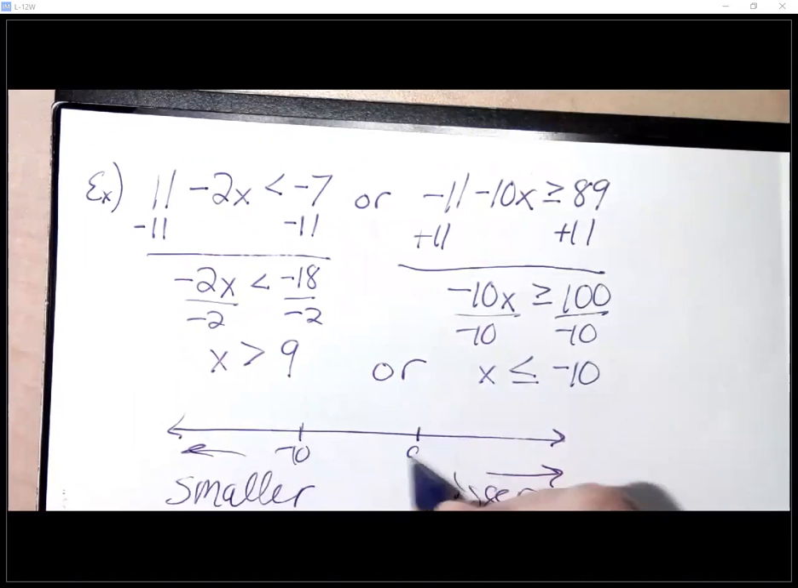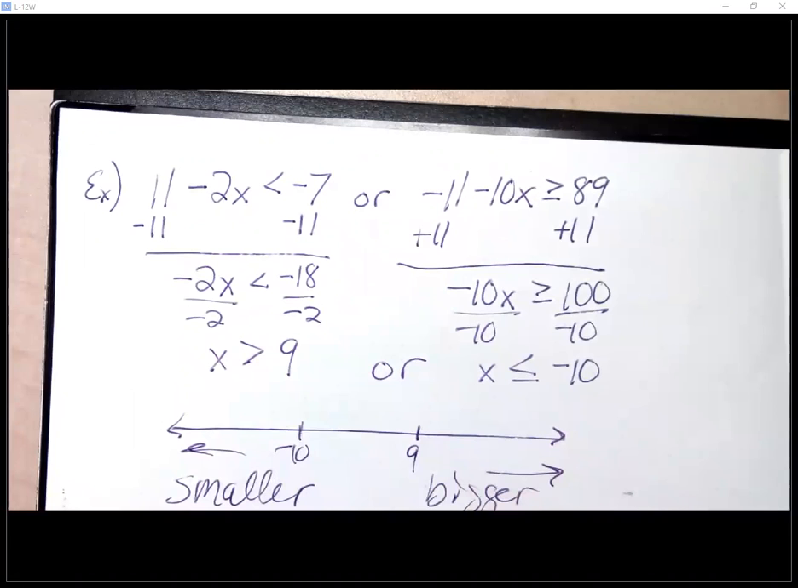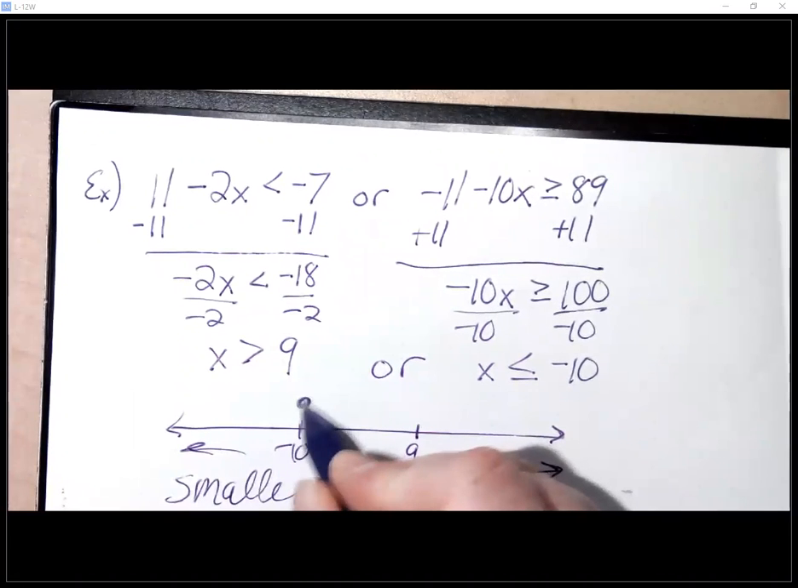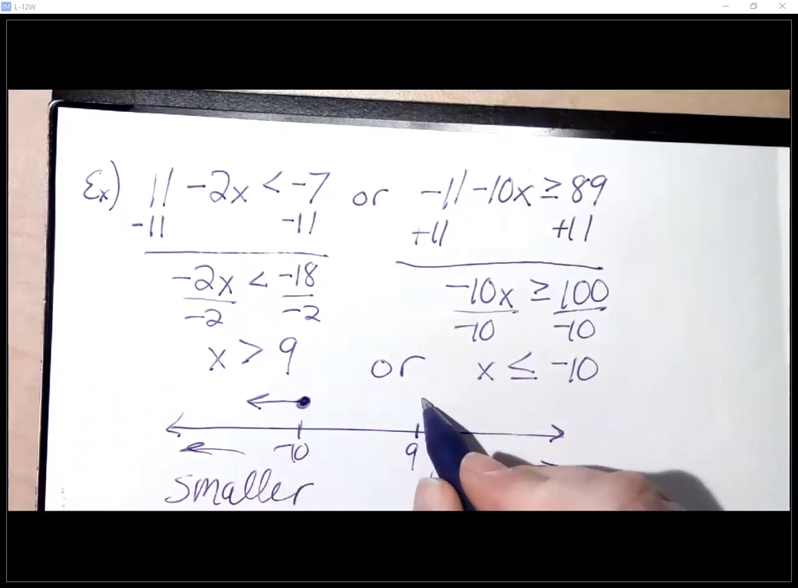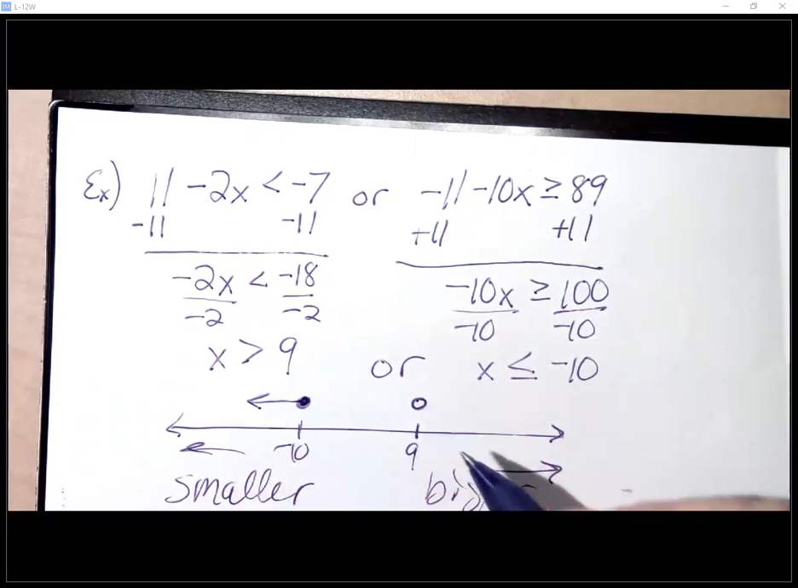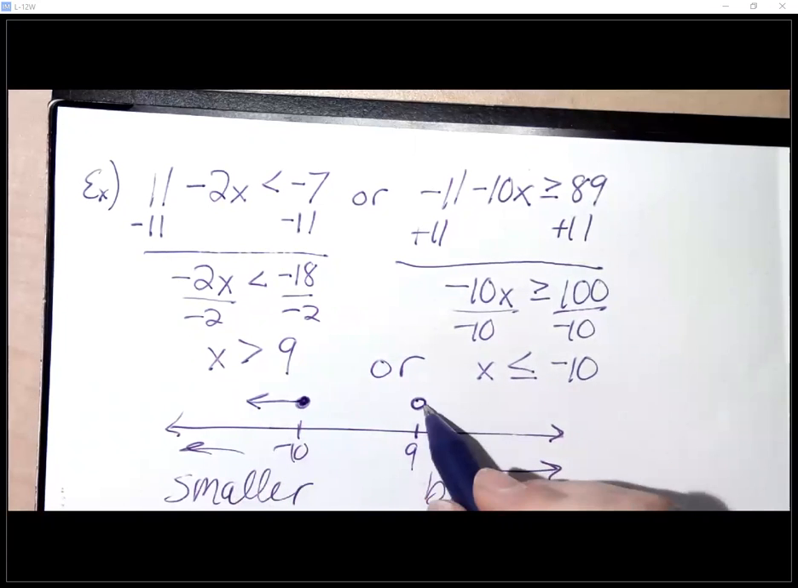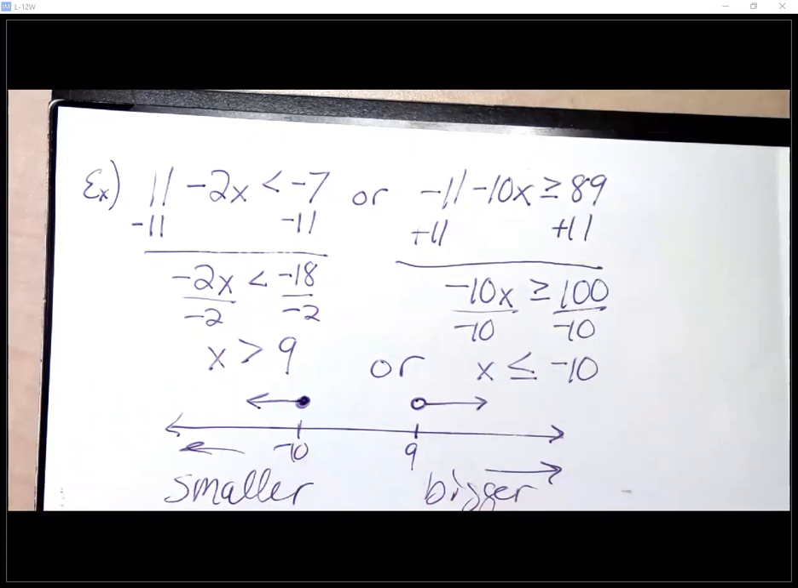What kind of a dot should be at the -10? Closed. And I want to shade to the left. I want all the numbers less than -10. They're all that way. And then for 9, open circle, right? Because I don't have that bar underneath. I want all the numbers greater than 9 should shade that way. That should be your number line.